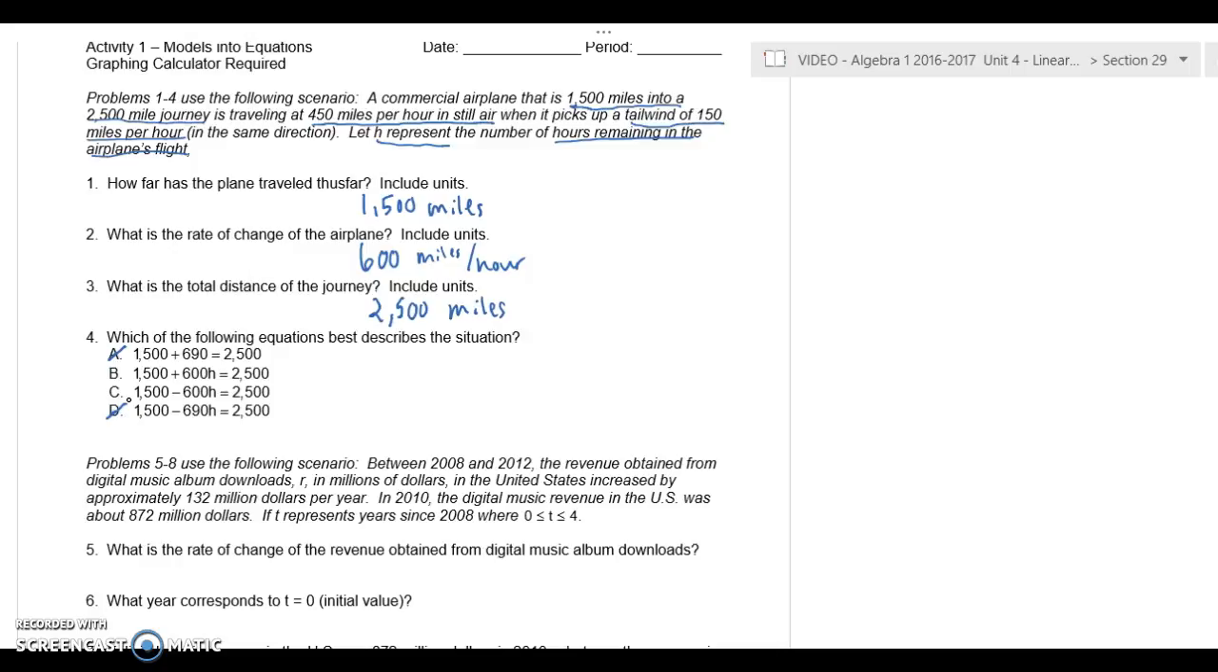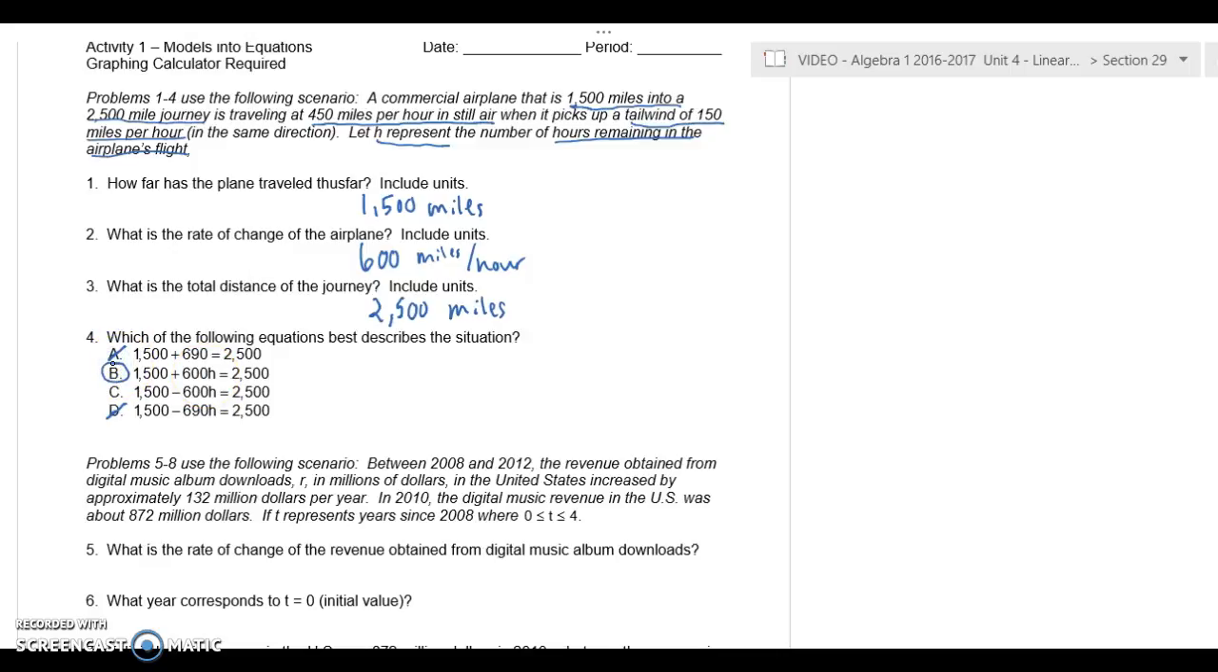So B says 1,500 miles plus 600H equals 2,500, and C says 1,500 minus 600H equals 2,500. Now, again, we're traveling past that 1,500 mile point that we started, so we know that we're going to add some distance to our 1,500 miles to get 2,500. So because of that, the 600 miles per hour times hours would tell us how far we've actually traveled. So I think B is the best choice.